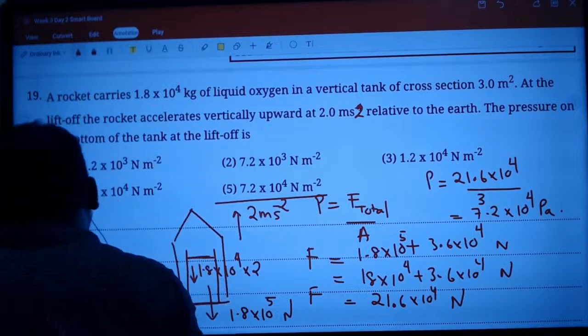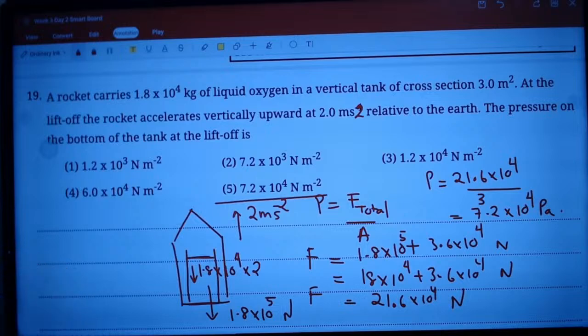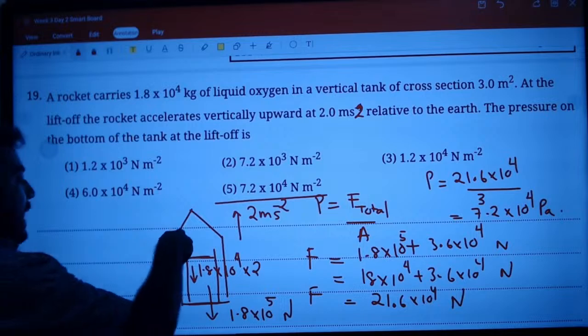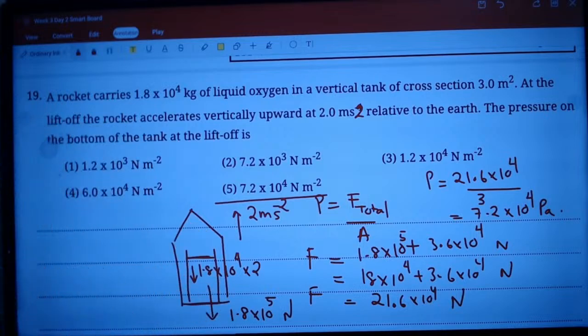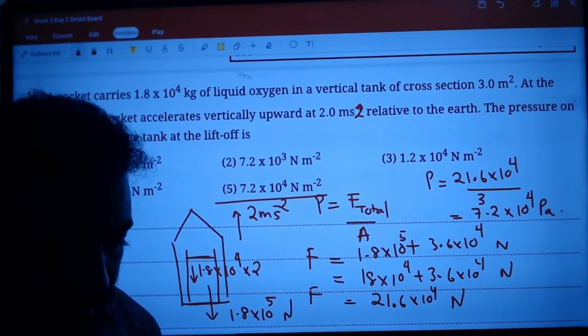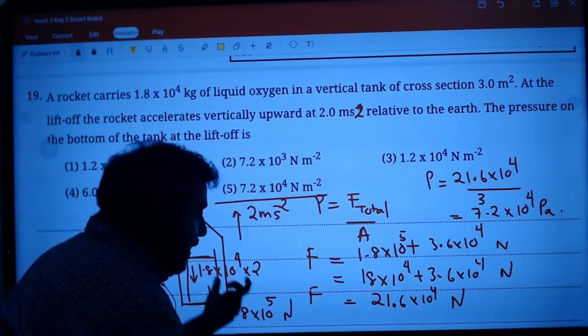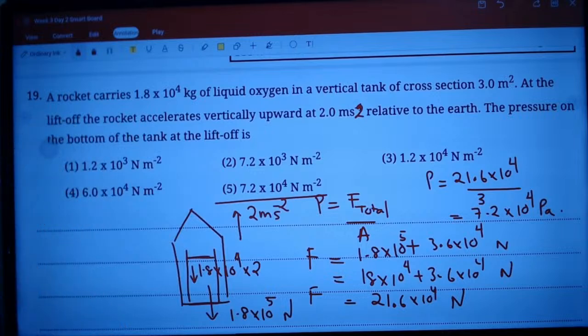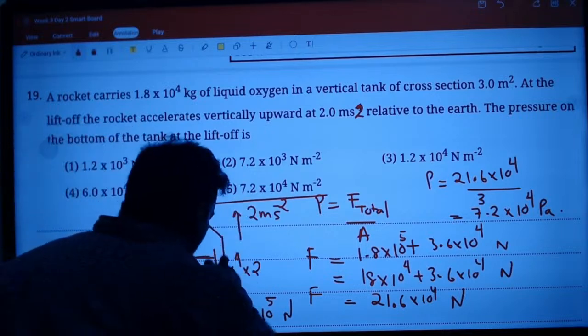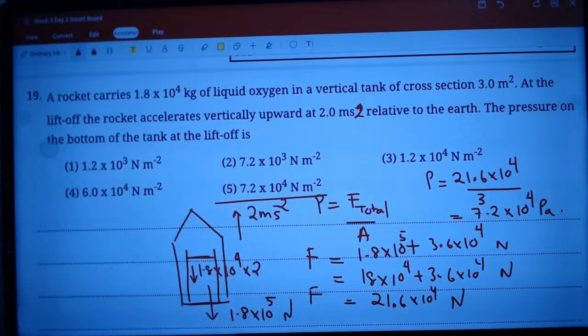When the lift accelerates, there will be a pseudo force acting on the liquid mass, pressing it further downwards. Thereby the total force is the weight and the pseudo force.